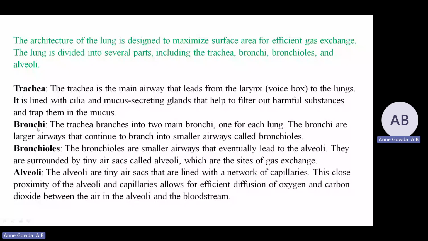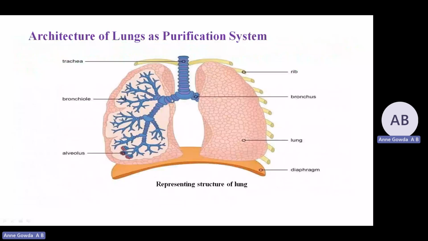And bronchi, this trachea branches into two main branches. That is bronchi, the left and right bronchi, and this left and right bronchi again sub-branch into the bronchioles. And the tip of the bronchioles will have the alveoli, where the gas exchange takes place.